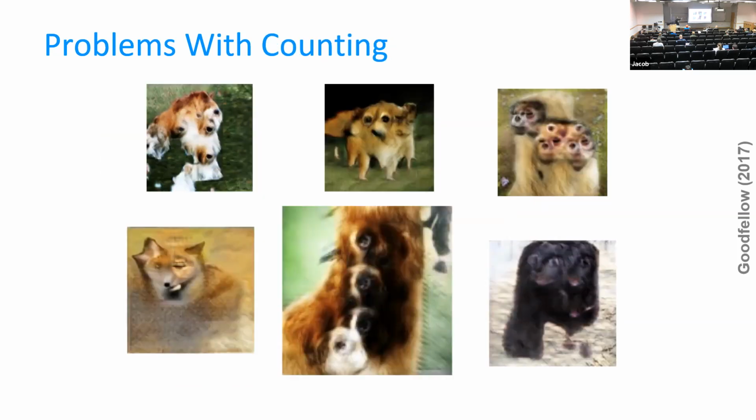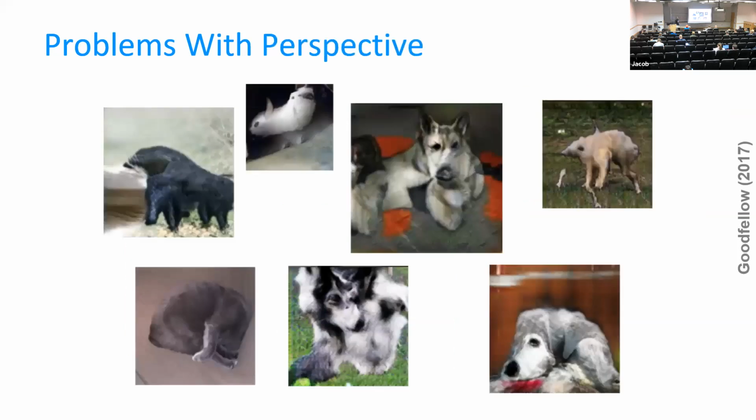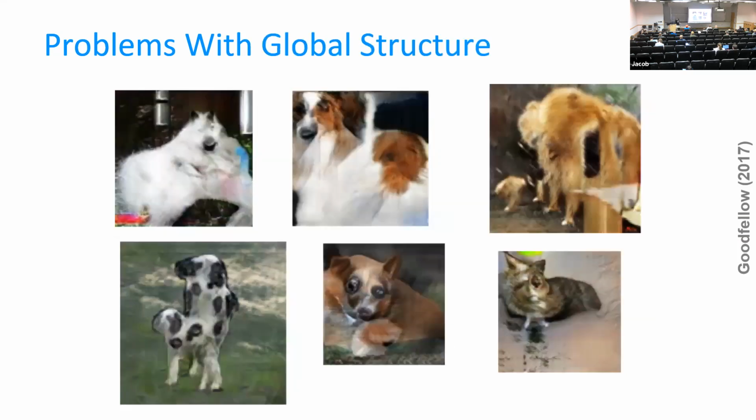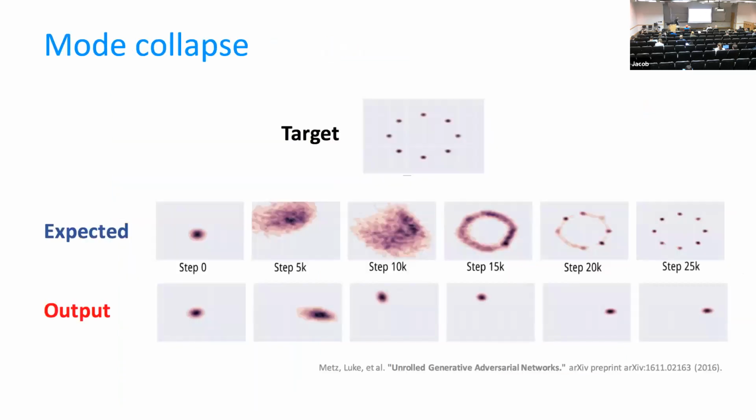Yeah, and also, counting is kind of a subset of those problems where you have multiple, like 6 legs or 7 eyes in the global image. So counting is one instance of a global problem. Perspective. So again, it looks like we have one angle of a dog on the right side of the picture and then a different angle on the left side. And yeah, more global structure issues.